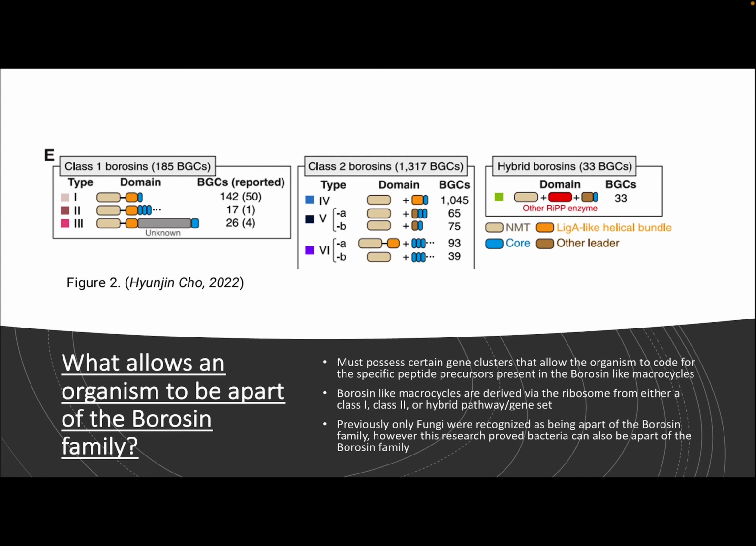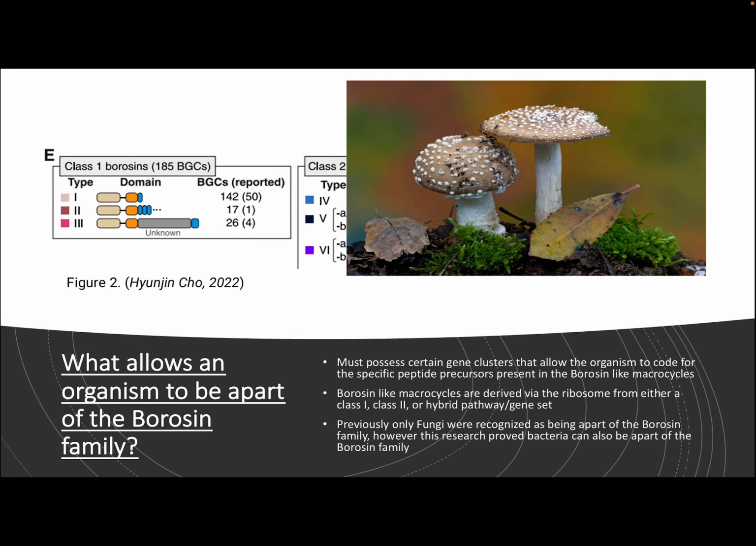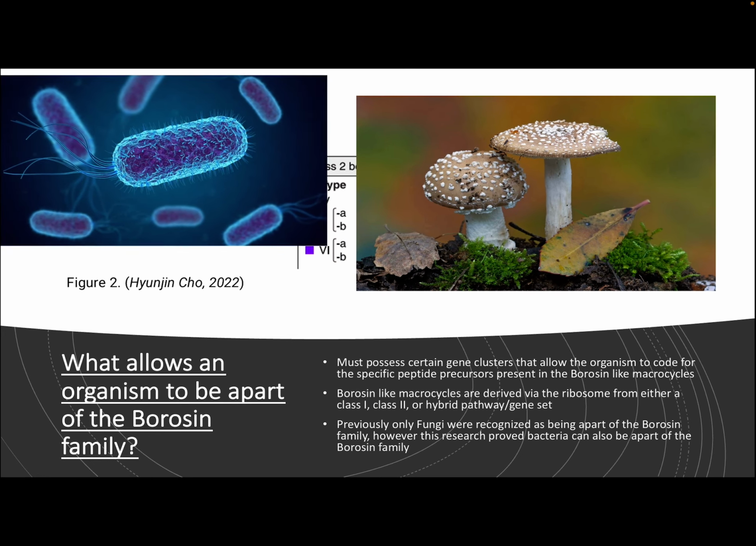Now, if you would take a look at the figure located on this slide, you will see that each pathway has a different set of genes. However, once again, only specific organisms possess these genes, thereby only specific organisms can utilize these pathways. Past research proved that fungi were the only members of the borosin family. However, this research article set out to prove that bacteria now can share the same title. And I have implemented a couple of pictures just for a laugh.